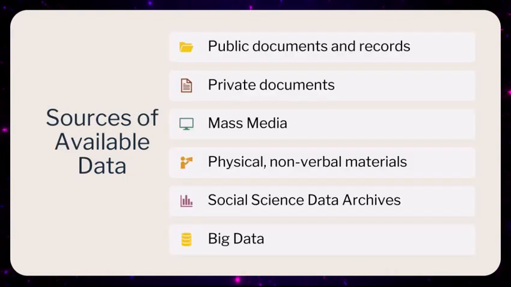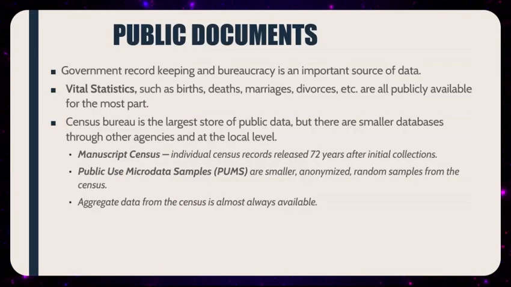Here are the main types of available data or existing data out there. There's public documents and records, private documents, mass media, physical nonverbal materials, social science data archives, and big data. Let's start with public documents.